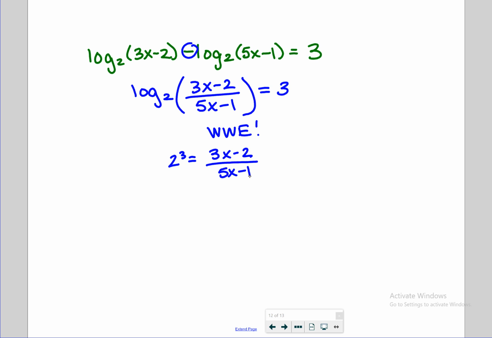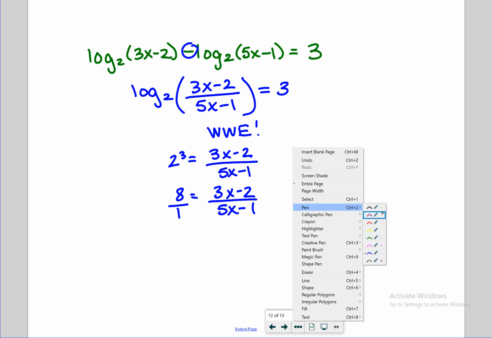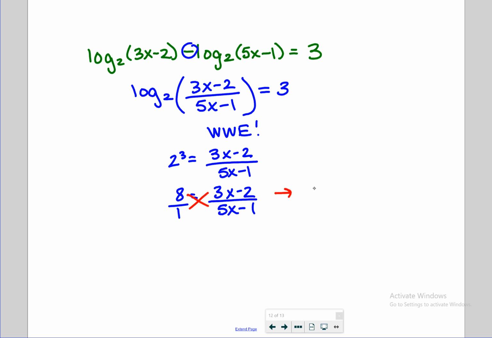2 to the third is what? 2 times 2 times 2. 8 equals 3x minus 2 over 5x minus 1. Even though it doesn't look like it, you have a proportion. That 8 is over 1. You have a fraction equal to a fraction. Proportion, how do I solve it? Cross multiply to solve now. So we're going to have 3x minus 2 equals, and you can just distribute the 8 in, 40x minus 8.